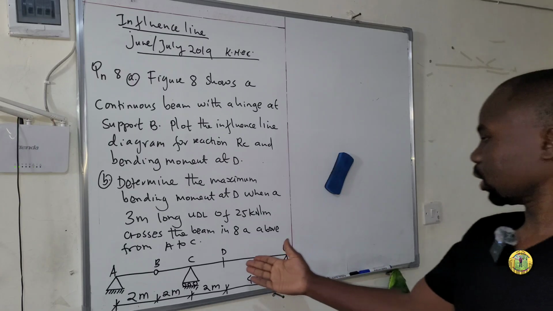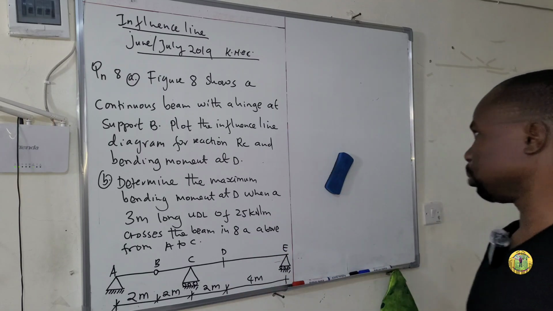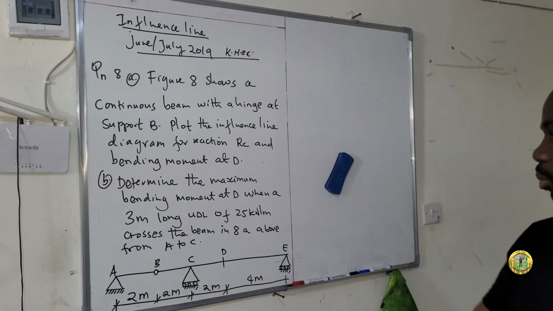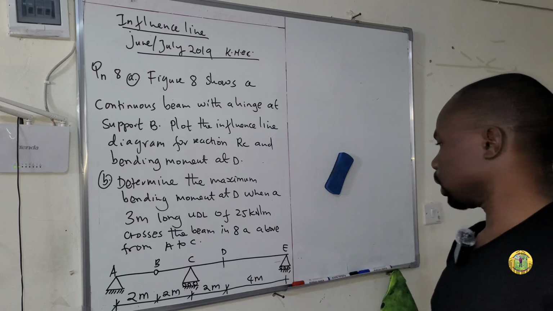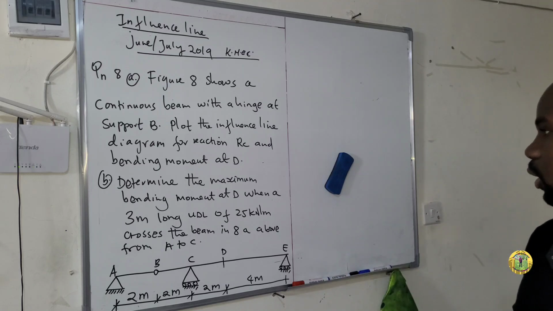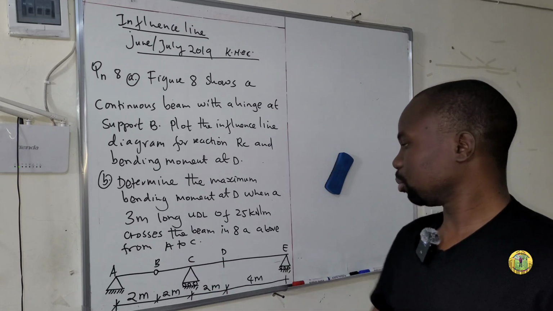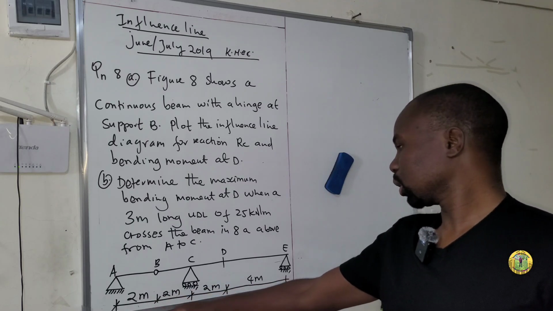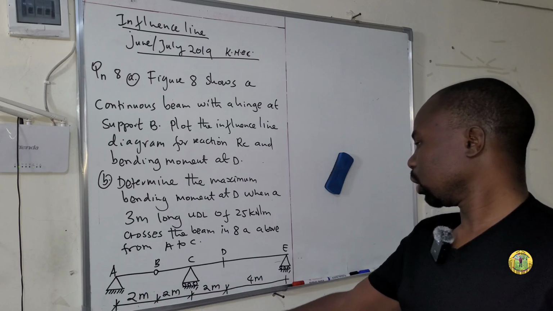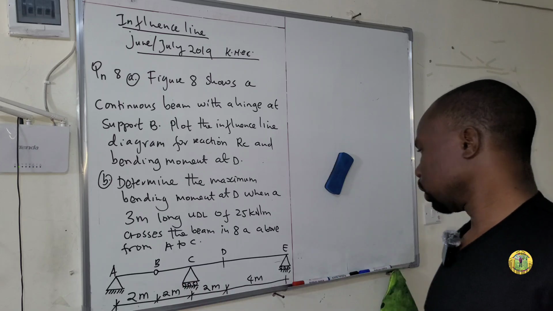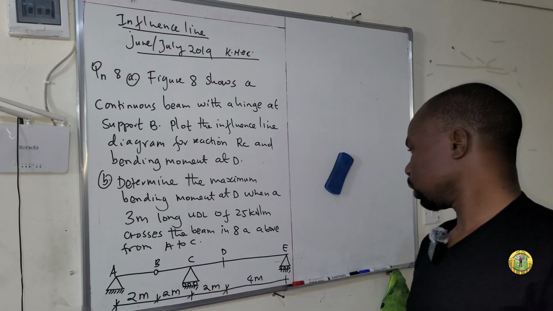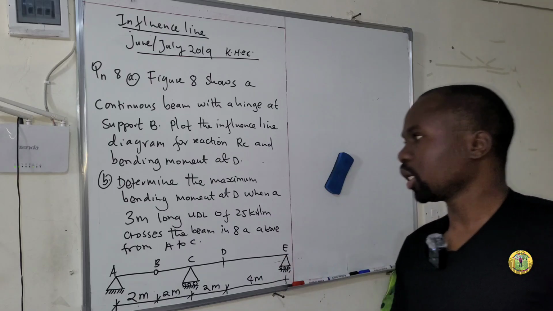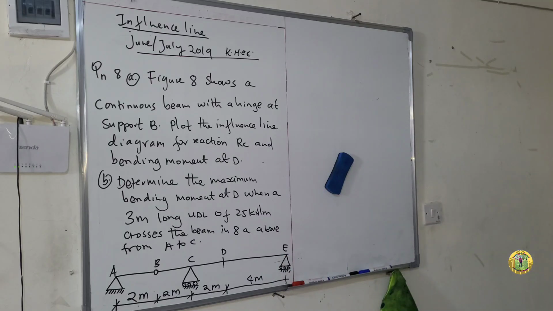So this is the beam. It is a continuous beam. It has support A, which is a pinned support, support B, a roller, and support E, also a roller. It has a hinge at B, and the dimensions are as follows: 2 meters from A to B, 2 meters from B to C, 2 meters from C to D, and 4 meters from D to E. So let's see how you can tackle such a question.